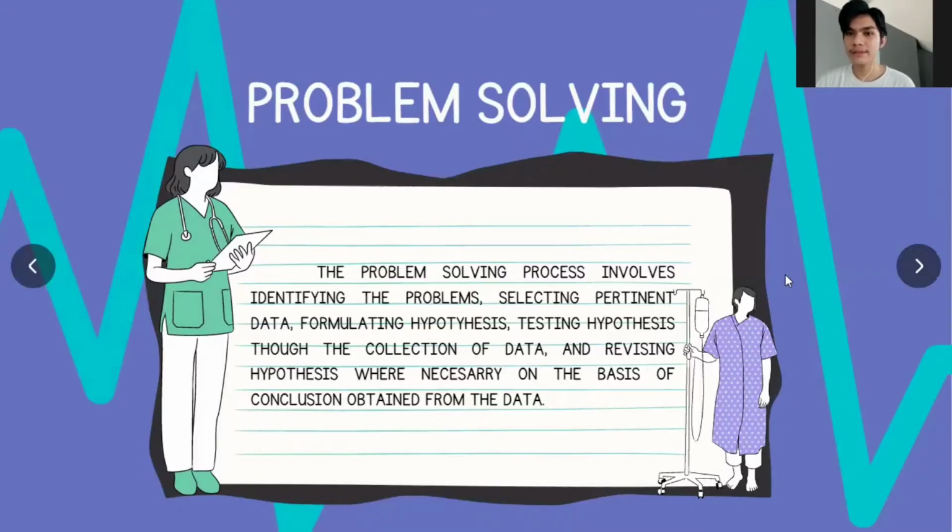The problem-solving process involves identifying the problems, selecting pertinent data, formulating hypotheses, testing hypotheses through the collection of data, and revising hypotheses where necessary on the basis of conclusions obtained from the data. Next slide.